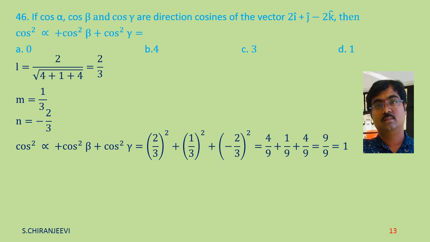So L is 2 by 3, M is 1 by 3, N is minus 2 by 3. So cos square alpha plus cos square beta plus cos square gamma, where L is cos alpha, M is cos beta and N is cos gamma. So it will be 2 by 3 square plus 1 by 3 square plus minus 2 by 3 square. So if you take LCM, you will get it as 9 by 9, which is 1. Or you can remember, if L, M, N are direction cosines, then L square plus M square plus N square will be always equal to 1, which is a standard result. So the option is D.